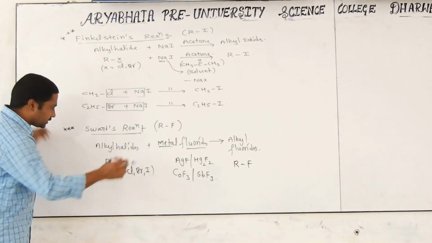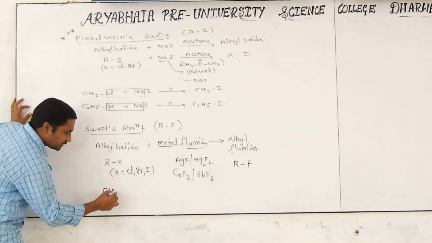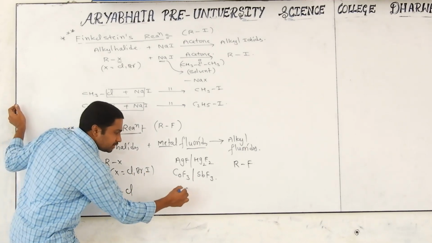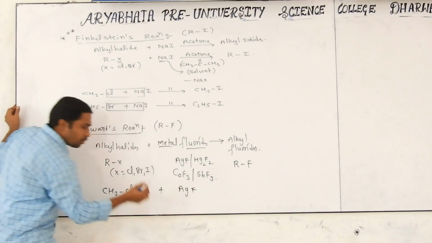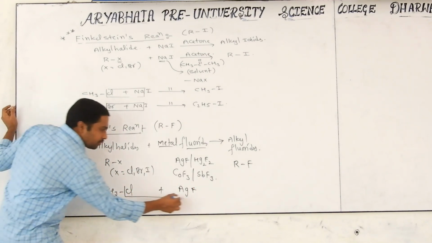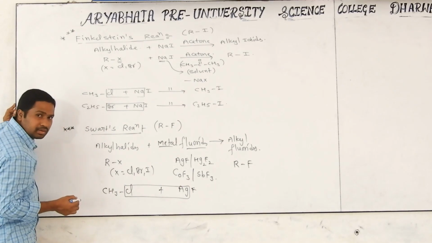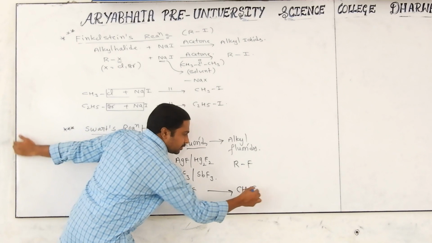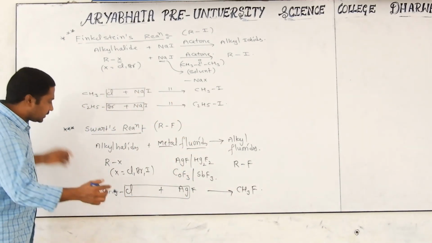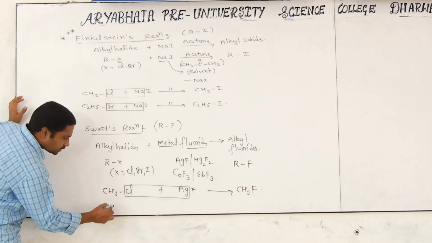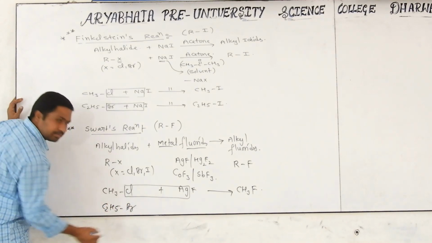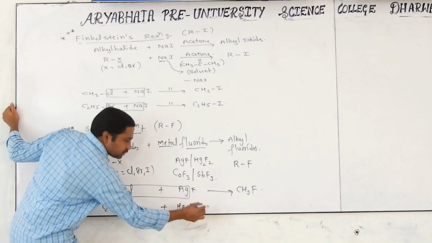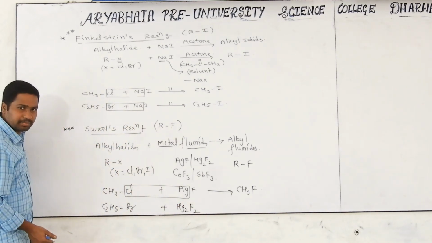I will give you one example. See carefully. For example, CH3Cl will be treated with silver fluoride. The silver and chloride combine together, and automatically we get the product CH3F. Like that, take one more example, C2H5Br. It will be treated with, for example, Hg2F2, mercurous fluoride. You can use that one also, it's not a big thing.